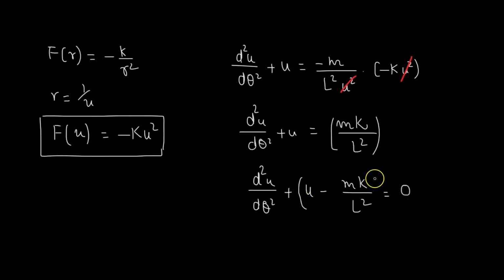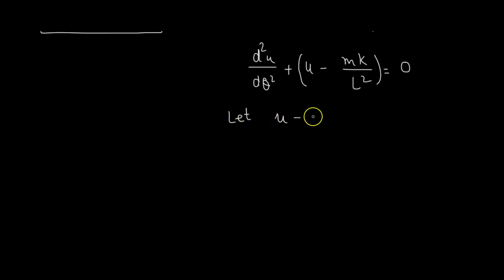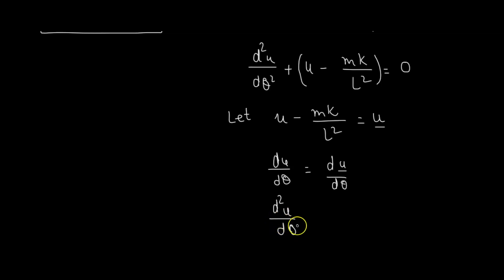Now we are going to assume that u minus mk over L squared is equal to u bar. Then if we differentiate both sides with respect to theta, du over d theta, the second term will be 0, so this will be simply equal to du bar over d theta. Then if we again differentiate with respect to theta, we have d squared u over d theta squared equals d squared u bar over d theta squared.